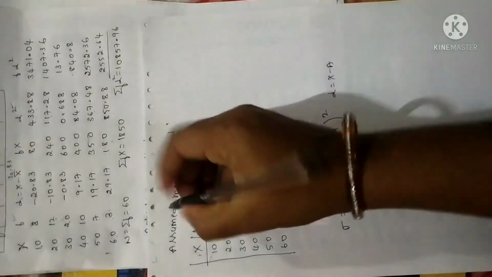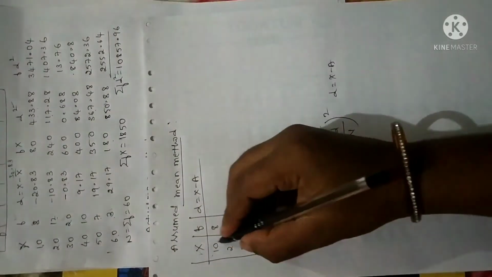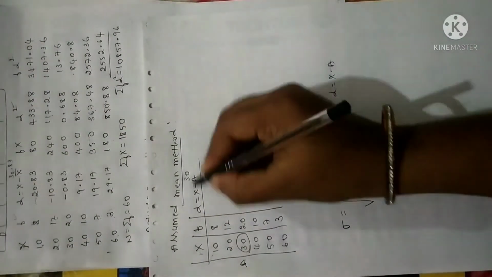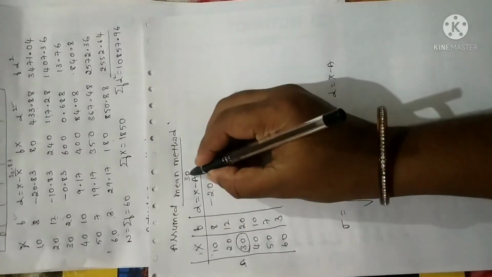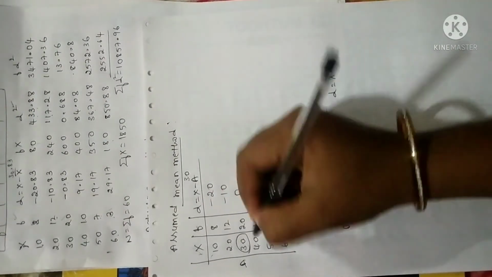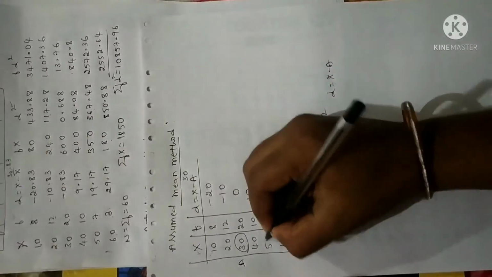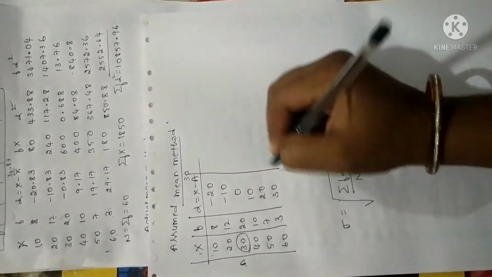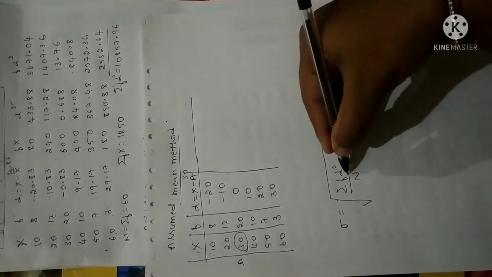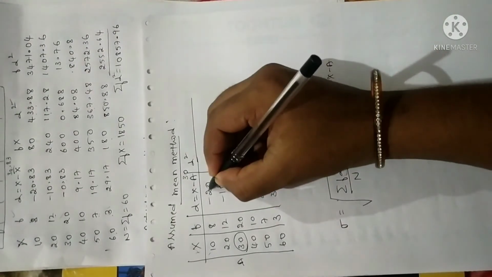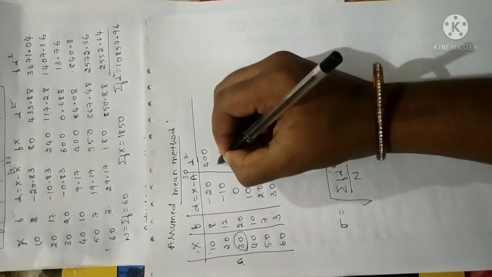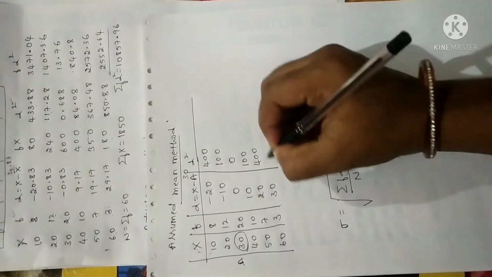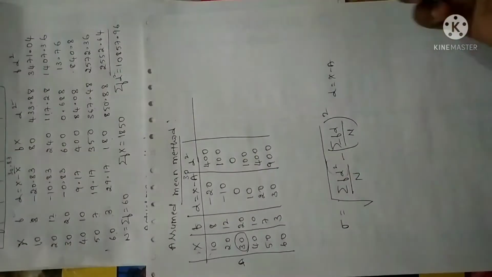D value. D is given by x minus a. So let me assume the mean. Let it be 30. So I'm going to take a value as 30. Now 10 minus 30 is minus 20, 20 minus 30 is minus 10, 30 minus 30 is 0, 40 minus 30 is 10, 50 minus 30 is 20, 60 minus 30 is 30. So I have obtained D values, right? Next, what is needed? D square is needed. D square, you just square it. 20 square is 400, 10 square is 100, 0 square is 0, 10 square 100, 20 square 400, 30 square 900. So D square values I have done.